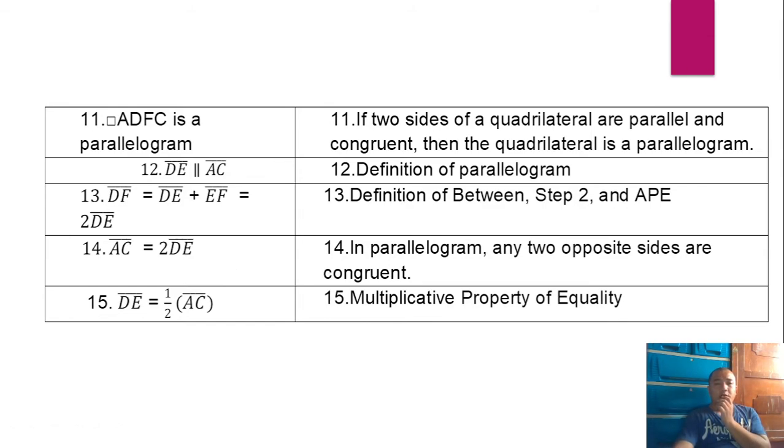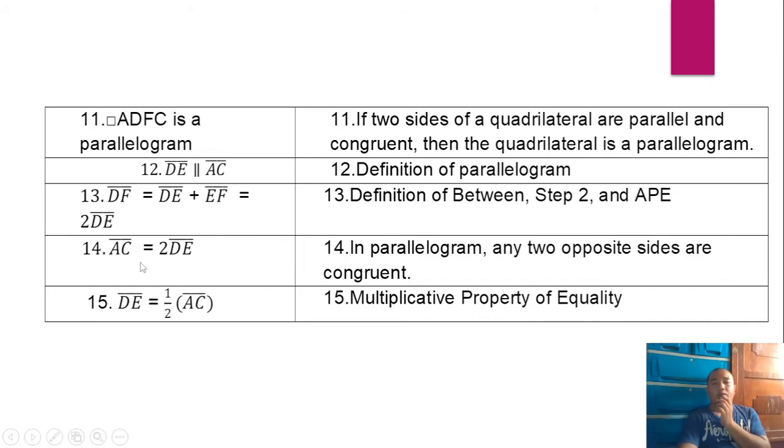Okay, quadrilateral ADFC is a parallelogram because if two sides of the quadrilateral are parallel and congruent, the quadrilateral is a parallelogram. Next, number 12, DF is parallel to AC. That's the definition of parallelogram. DF is equal to DE plus EF equals twice the length of DE. Definition of betweenness, step 2 and substitution. AC is equal to twice the length of DE. In a parallelogram, opposite sides are congruent. Therefore, number 15, DE is 1/2 of the segment AC. Okay, multiplicative property of equality.